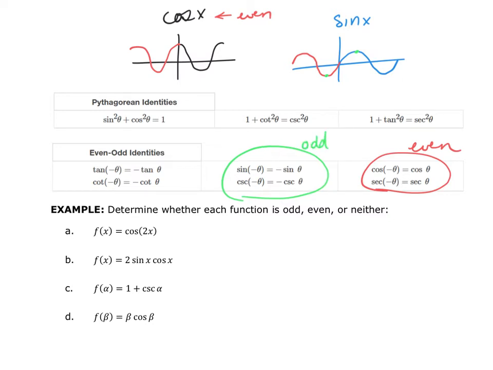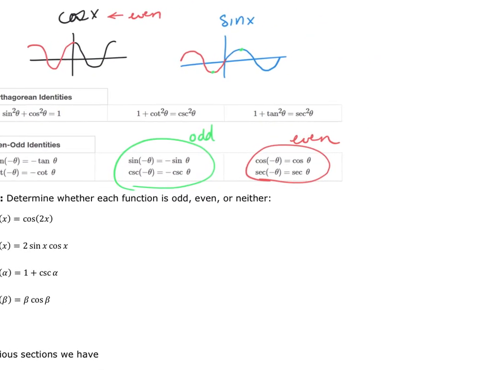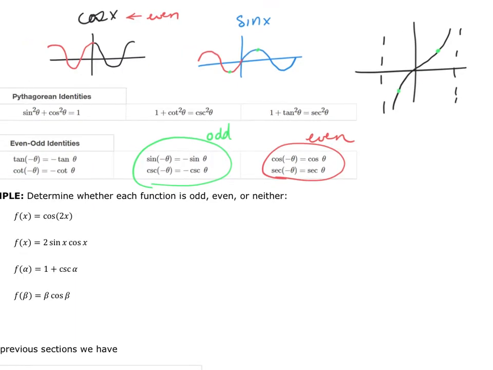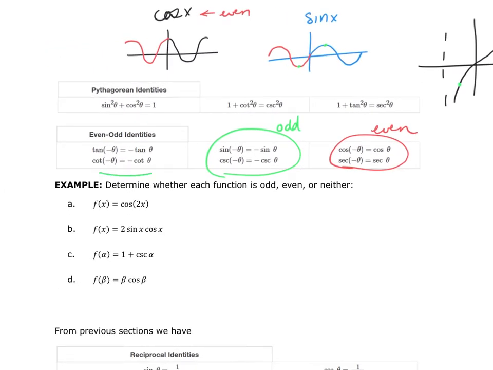Now, if we look at tangent, let's do a quick graph of tangent. So here's a quick graph of tangent. You can see without any real work, just by inspection, that this point here would be reflected across the origin to this point. So tangent and its reciprocal are both odd functions.